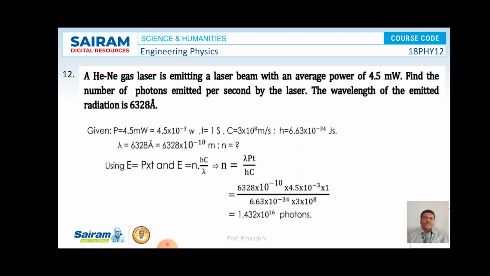We know that E is equal to N into hc by lambda, or N is equal to lambda Pt by hc. So substitute the values here, that is 6328 into 10 to the power minus 10 into 4.5 into 10 to the power minus 3 into 1 divided by 6.63 into 10 to the power minus 34 into 3 into 10 to the power 8. So by substituting all these values and on simplification, the value of N is found to be 1.432 into 10 to the power 16 photons. So this is the solution for the given problem.